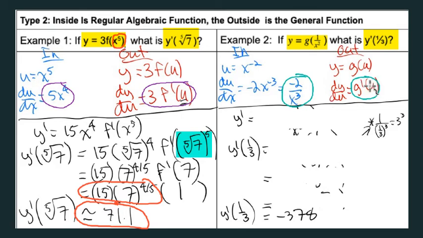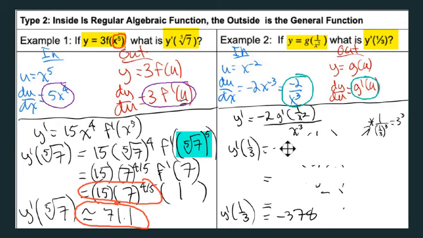Now again, what's u worth? 1 over x squared. So the first thing we do is write out the general formula: negative 2 g prime of 1 over x squared, and then I have to write that over x cubed, right? Because it's negative 2 times g prime of u, all divided by x cubed. I think I said x squared last time. Okay, and again, the 1 over x squared is what u is worth.